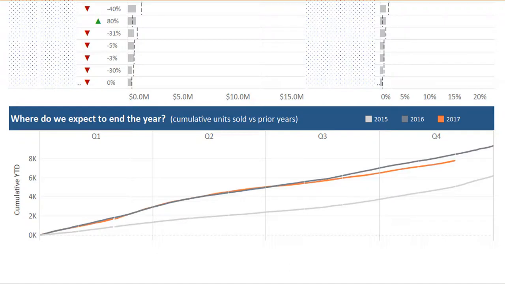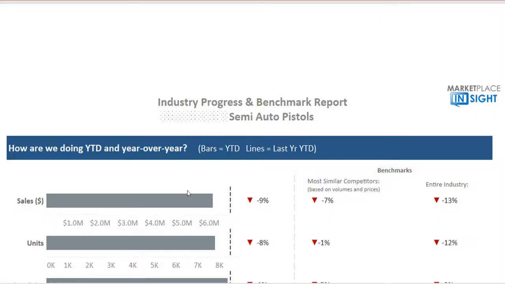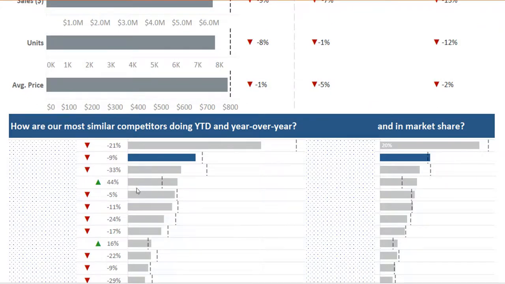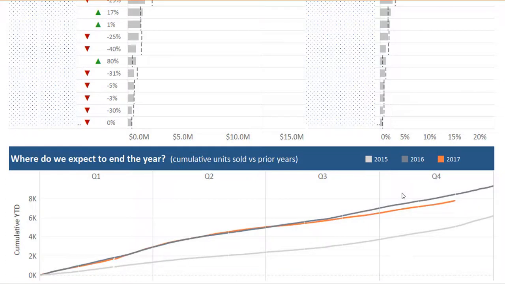So together, it allows us to see not only how are we doing, but how is the industry doing, how are specific competitors doing, both in terms of growth year over year as well as share, and then how are we doing in terms of our units being sold versus prior years, and where's our trajectory.